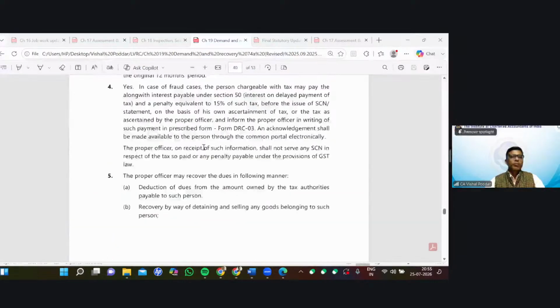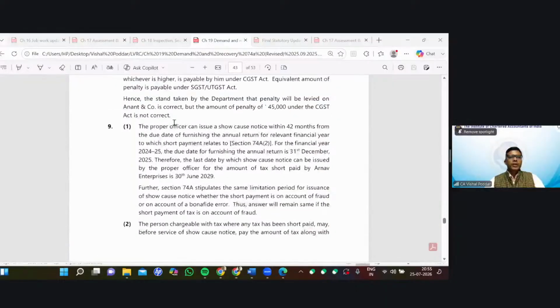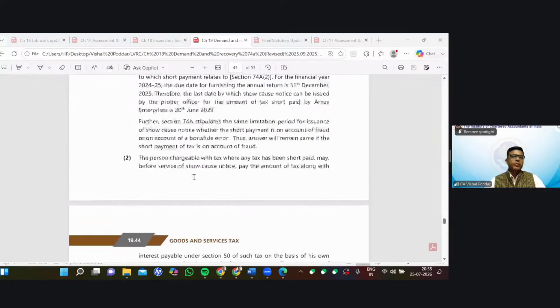So we'll go one by one, students. So first, the proper officer can issue a notice within 42 months. For financial year 24-25, the due date of filing annual return is 31st December 25. Therefore, the last date will be 30th of June. Further, 74 stipulates the same limitation period for issuance of show cause, whether short payment is on account of fraud or not fraud.